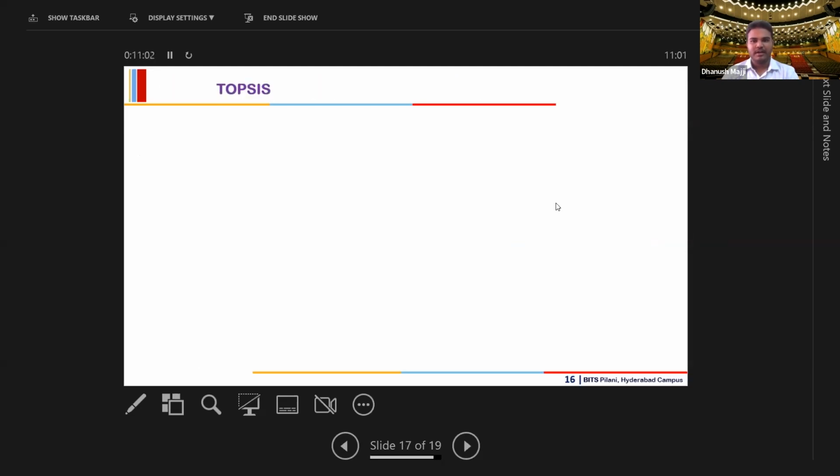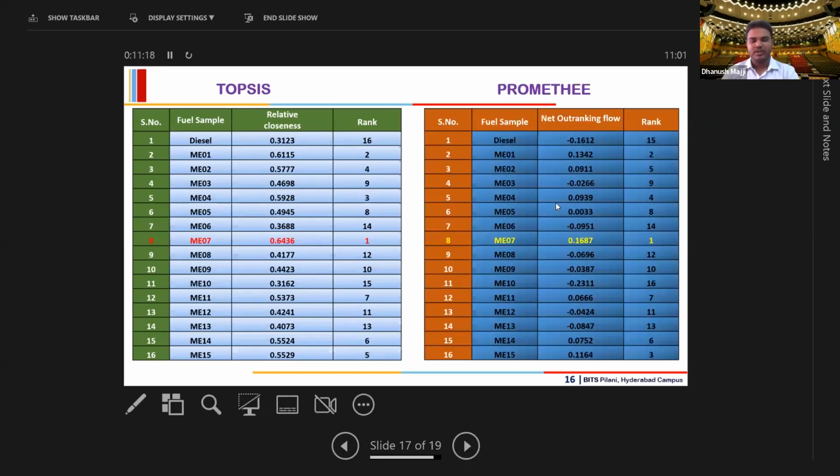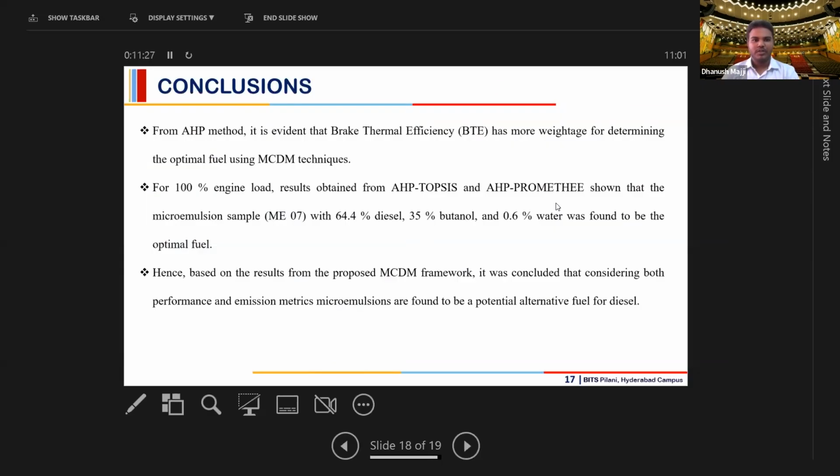Now let us have a look at the TOPSIS results. So these are the results for TOPSIS. Here we can see that microemulsion number 7 is ranked 1 because of the highest value of the relative closeness, and these are the PROMETHEE results. Here also we can see that microemulsion number 7 is ranked 1 because of the highest net outranking flow value. Now these are the conclusions.